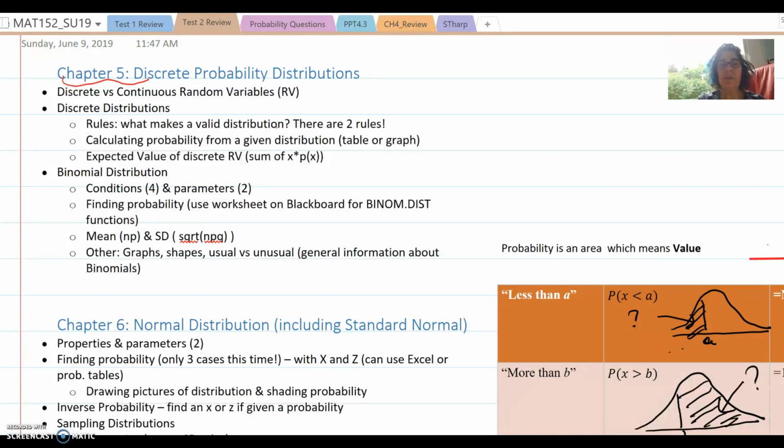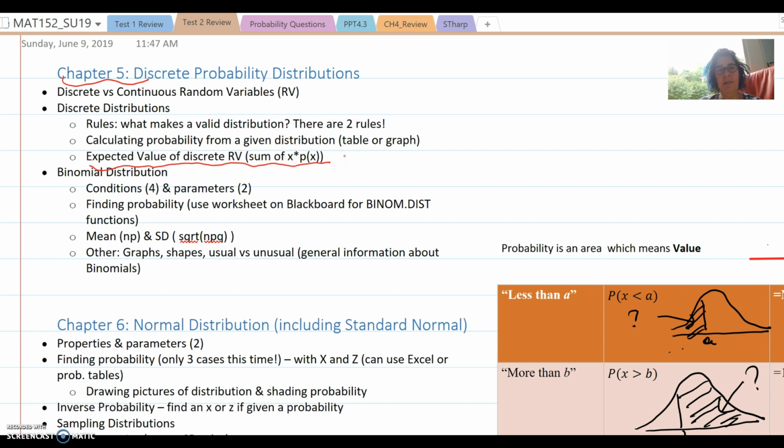And there is also a thing called finding the expected value of a discrete or continuous random variable. So how would you find the expected value of a discrete random variable? Expected value is equal to the mean, actually. But when you talk about a discrete random variable, there's a certain formula for that.